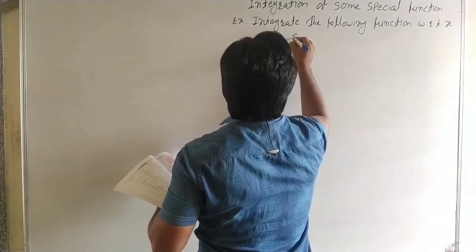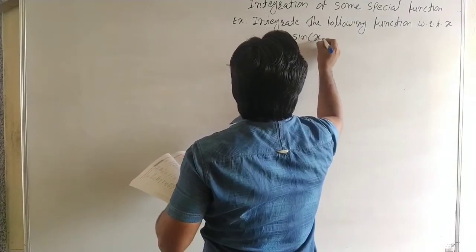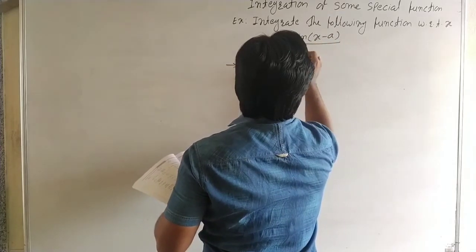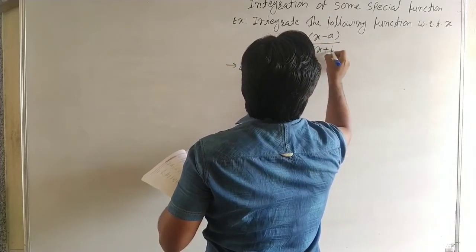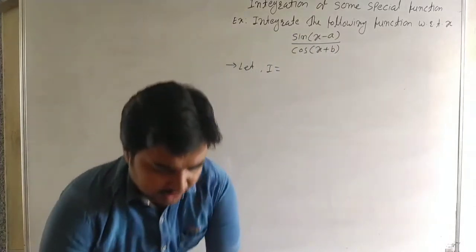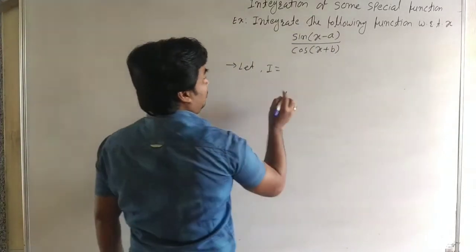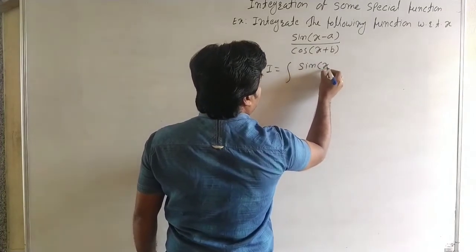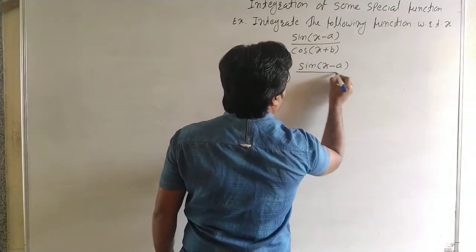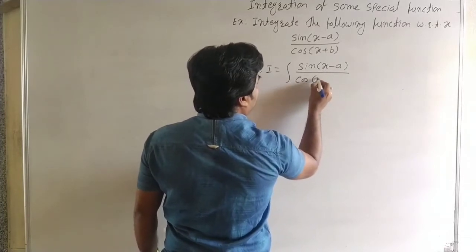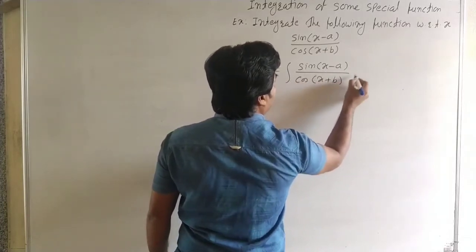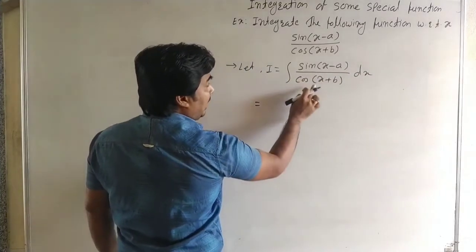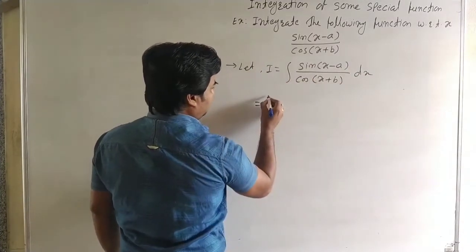Next it is sin x minus a upon cos x plus b. We integrate this with respect to x. Sin x minus a upon cos x plus b, integrate with respect to x. Now see carefully. We adjust the angle in denominator in numerator.